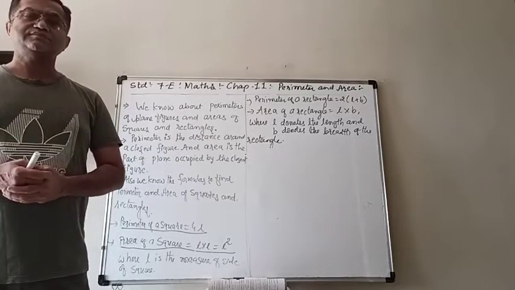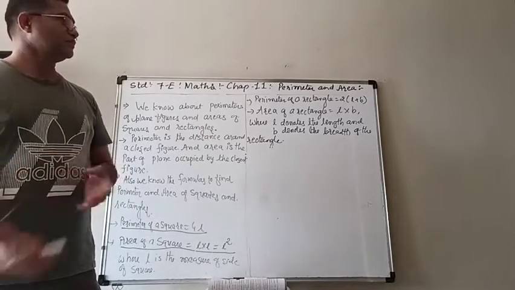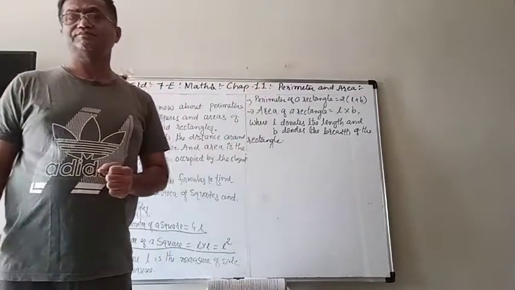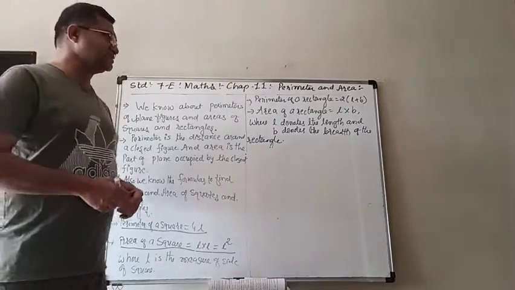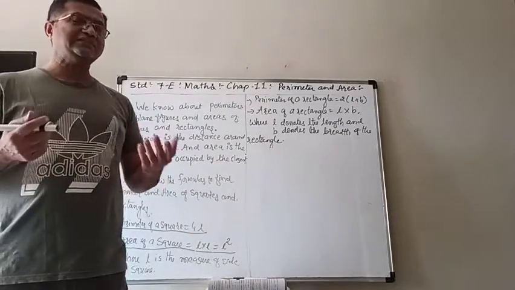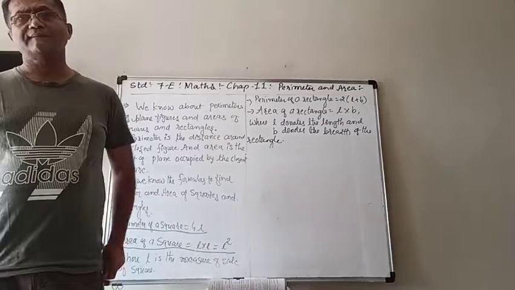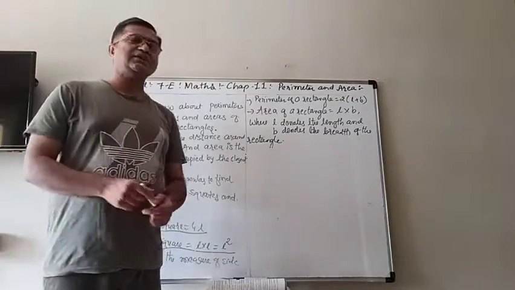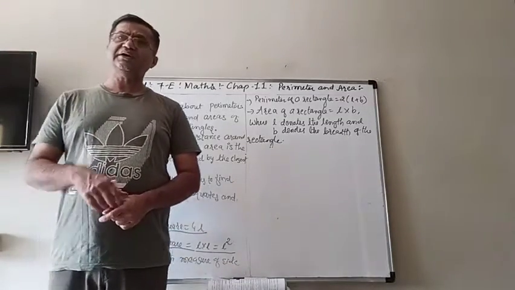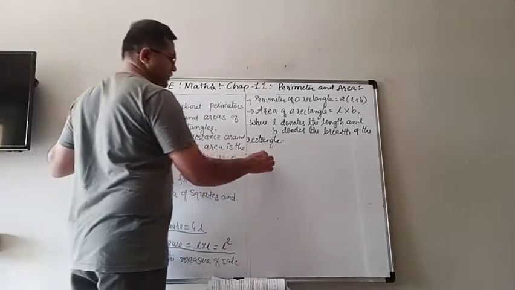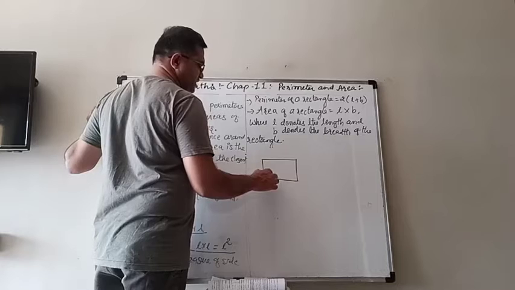Also we learned the formulas for the perimeter and area of a rectangle. We know that a rectangle has length and breadth, 2 dimensions. The perimeter of the rectangle is 2 times length, because in a rectangle, opposite sides are equal.